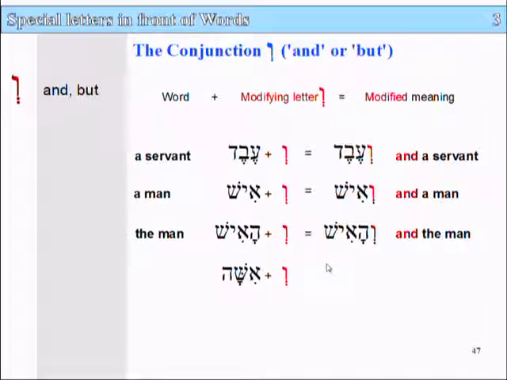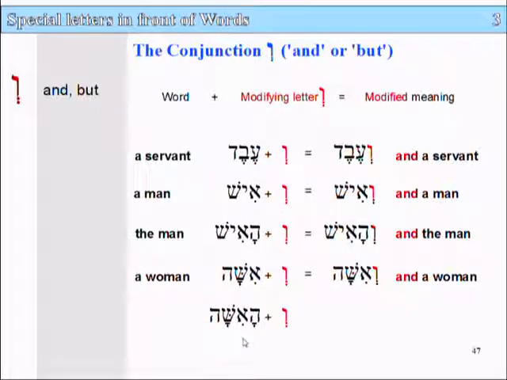If we take the word for woman, isha, aleph shin hey, and we add the Vav, we get ve-isha, and a woman. If we take the word ha-isha, the woman, and we add the Vav, we get ve-ha-isha, and the woman.